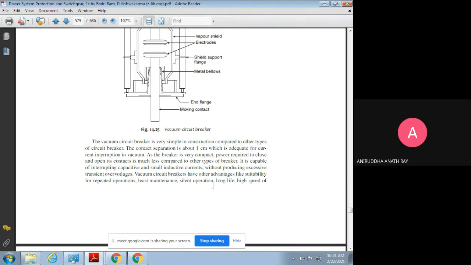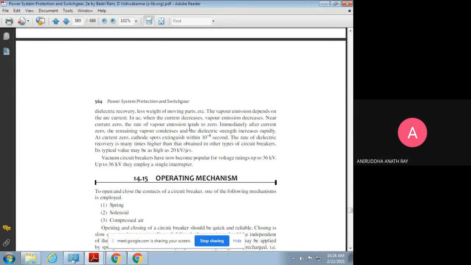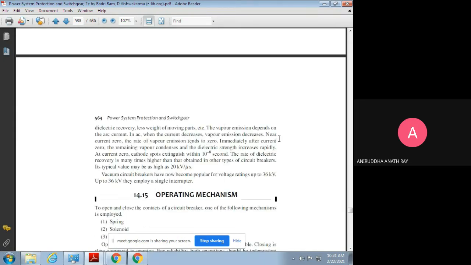So the vacuum circuit breakers have other advantages like suitability for repeated operations, least maintenance, silent operation, long life, high speed of dielectric recovery, and less weight of moving parts. So these are the main advantages: this vacuum circuit breaker can be used in repeated operation, it requires least maintenance, silent operation, long life, and high speed of the dielectric recovery. Even the moving parts are less weight.